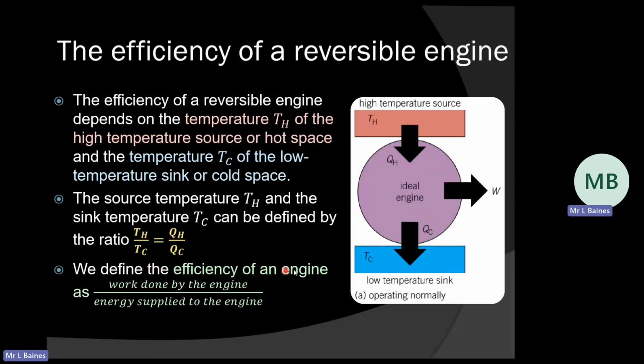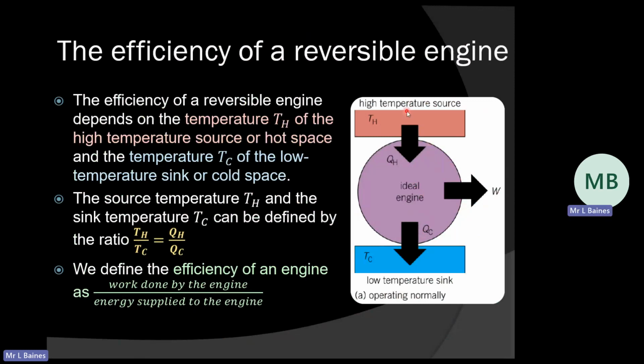So we can define the efficiency of an engine as the work done by the engine over the energy supplied to that engine. We're going to need both of these pieces of information. One, temperature and heat are proportional, so my ratio of temperatures is going to be equal to the ratio of energies. And the second piece of key information, we can define the efficiency of an engine as the work done by the engine, this work coming out to the side, divided by the energy supplied to the engine.